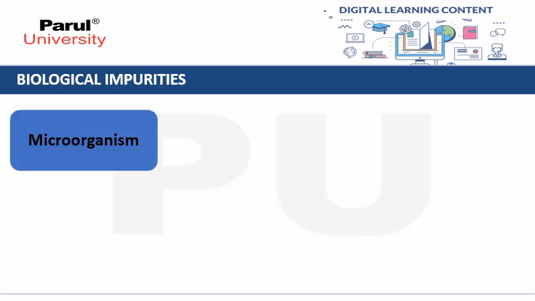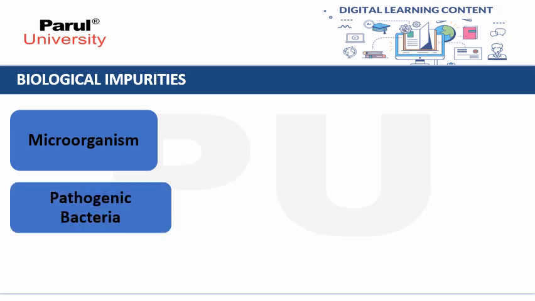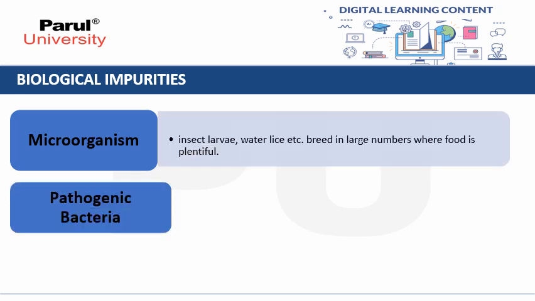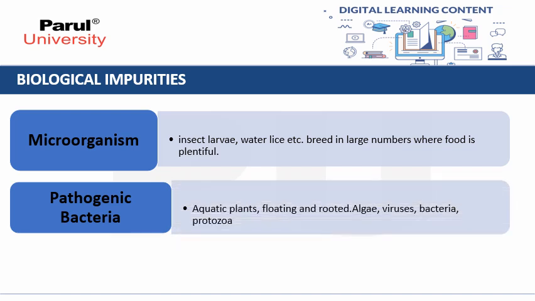Biological impurities. The biological impurities are microorganisms and the pathogenic bacteria. The microorganisms can be insects, larvae, water lice, etc., which breed in large numbers where food is plentiful. The pathogenic bacteria are the aquatic plants, floating and rooted, like algae, viruses, bacteria, protozoa, etc.